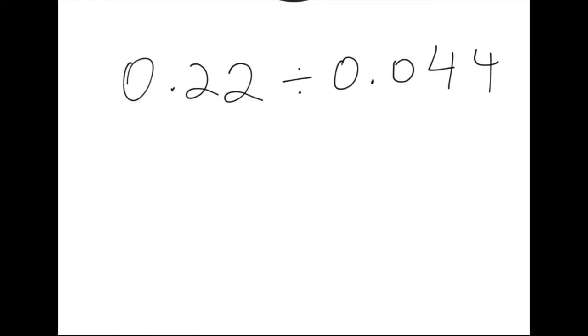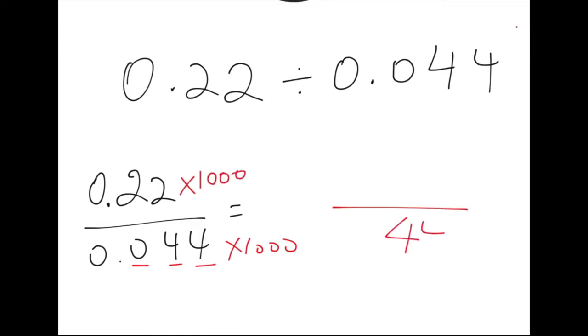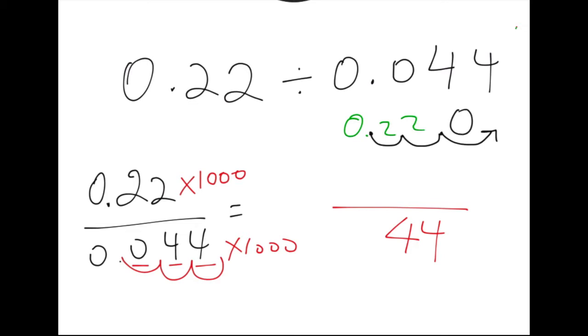Let's write it again in the form of a fraction. I want to remove all the decimals. 3 digits after the decimal. That means I multiply by 1000, so that the decimal point is gone. Here I also multiply by 1000, so I end up with what? On the bottom I end up with 44. On the top, let me do it over here, 0.22, 1, 2, 3. So I have to add a 0 here. So the answer on the top will be 220.